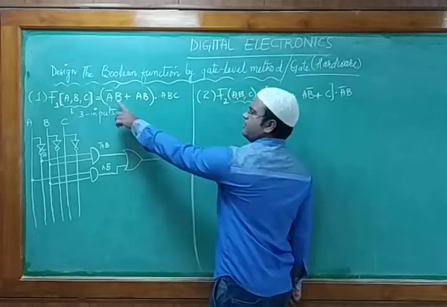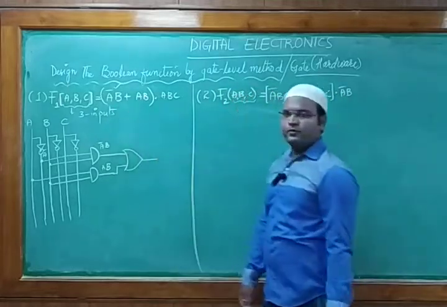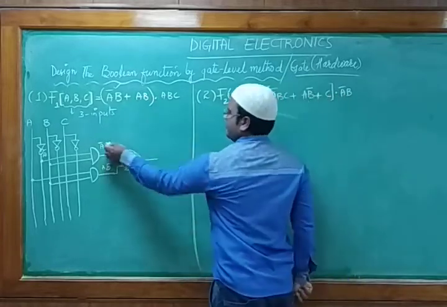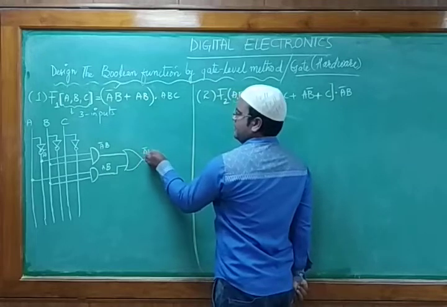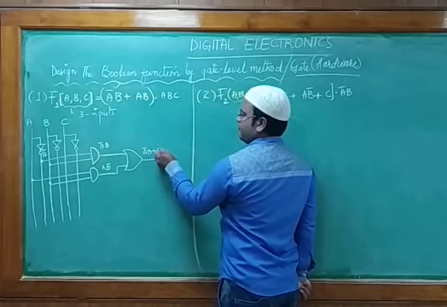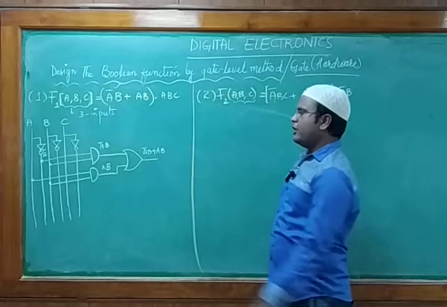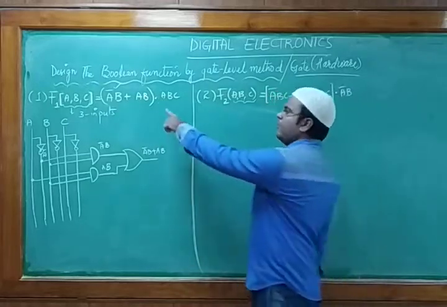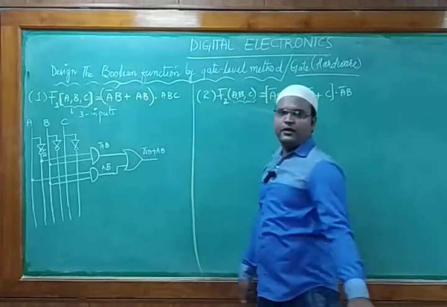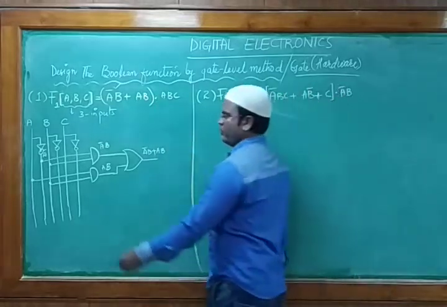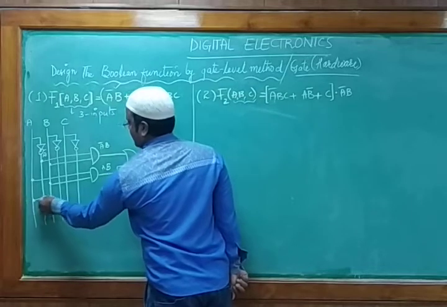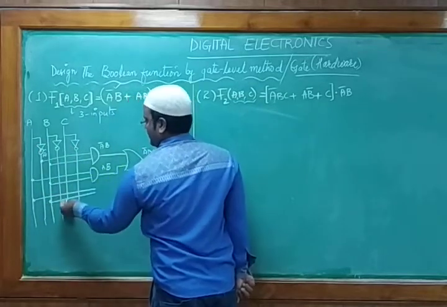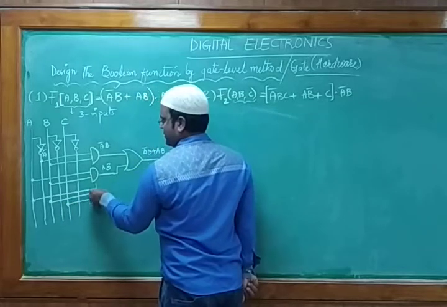Clear? So this thing we did. Next thing we need to do, we need to multiply this whole thing. What is the output here? So we can write over here A bar B plus AB. This thing we did. Next, we need to connect with one AND gate. That AND gate needs to multiply this whole expression again. So we'll take the A input, the B input, and the C input. So these three things we need to multiply.